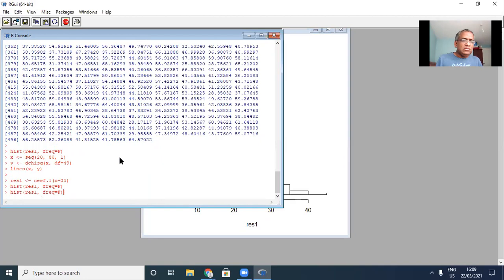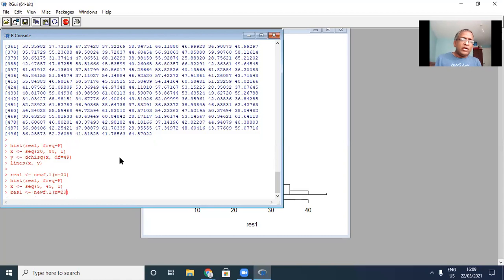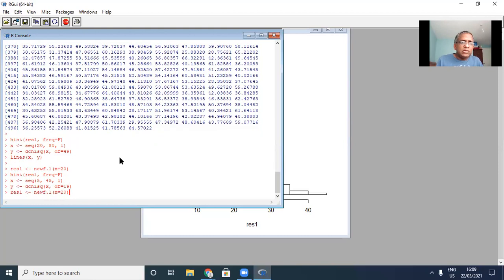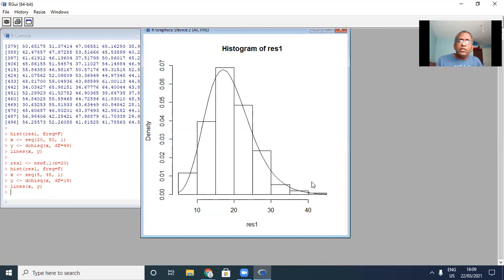So you define your x to be from 5 to 45, right? And then you define y with the degree of freedom 19, because now your n is 20, so n minus 1 is 19. And then you do the lines command. You see, once again, the density of the chi-square distribution matches up the histogram of the simulated data well when n is 20.